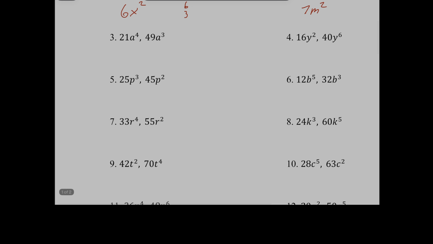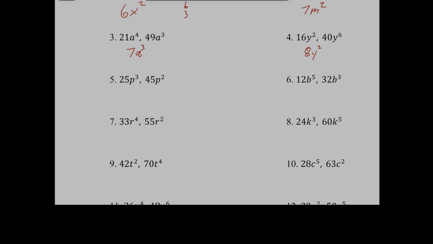Let's go to number 3. Will 21 go in the 49? It won't. Okay, so let's go down to the next biggest factor of 21. And 2 won't go in. 3, it would be 7. Will 7 go in the 49? It will. 7, lowest exponent of the variable. Number 4, will 16 go in the 40? It won't. The next factor down of 16 is 8. 8 will. 8y squared.